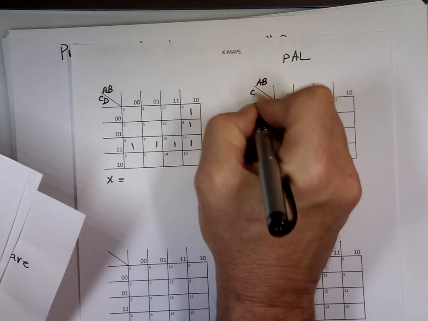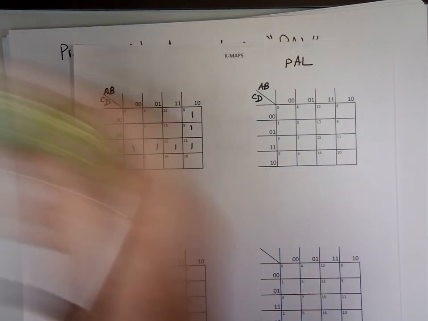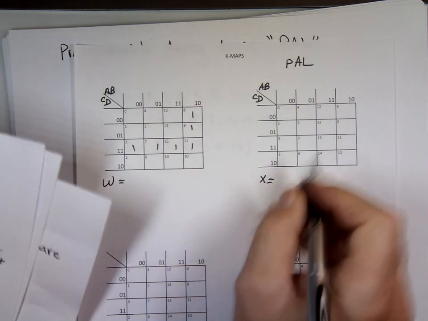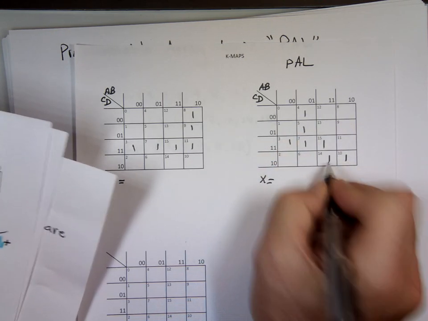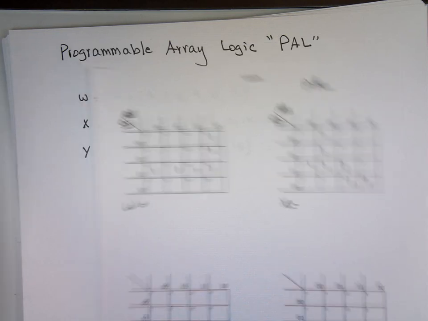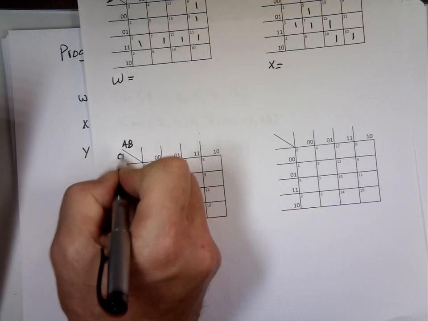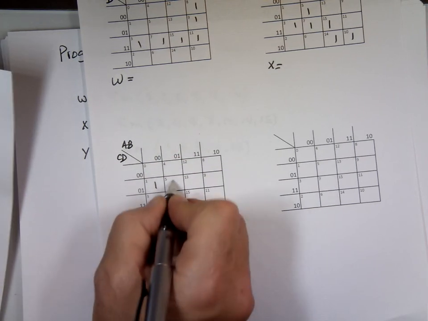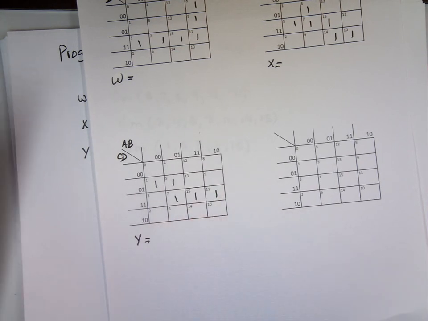AB, CD, and this is W, the first one, not X. W, X, Y, right? This is X. 1, 1, 1, 1, 1, 1, 1. And we had A, B, C, D, and this was Y. And again, I'm just looking at my old K-map. I'm just matching where they were and putting them in. That's what the K-map looked like.